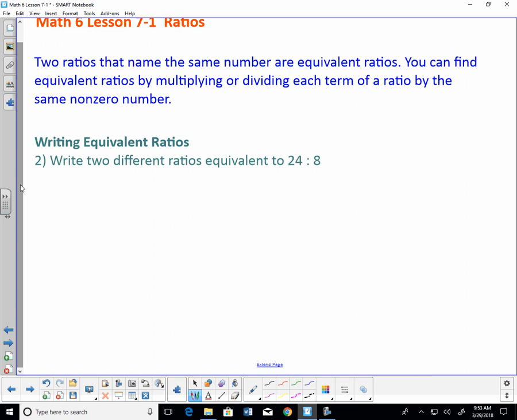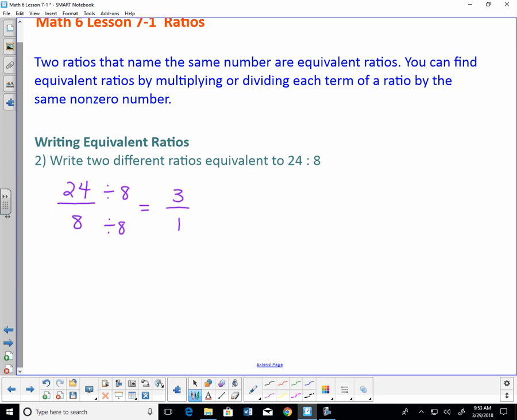Well, 24 to 8 is the same thing as saying 24 divided by 8. And we can reduce this. It is divisible by 8. I can divide 24 by 8. I can divide 8 by 8. And that will give me 3/1. So one equivalent ratio is 3 to 1.